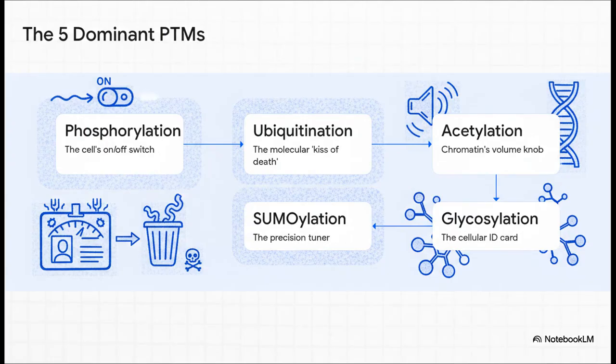Now, scientists have found something like 300 different types of these edits, but really 5 of them are the superstars that dominate the story of health and disease. You've got phosphorylation, which is basically the cell's main on-off switch. Then there's ubiquitination, that's the delete tag that marks a protein for the garbage disposal. Acetylation works like a volume knob for our genes. Glycosylation is like a cellular ID card telling cells who's who. And finally, sumoylation is a precision tuner, just making tiny adjustments. Each one is a totally critical tool in the cell's toolbox.